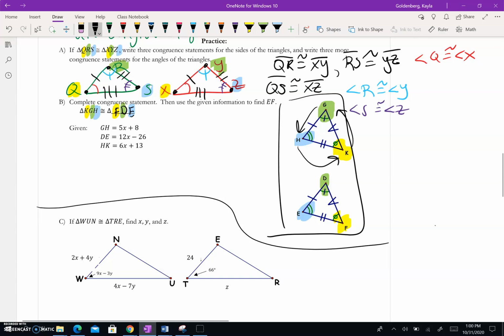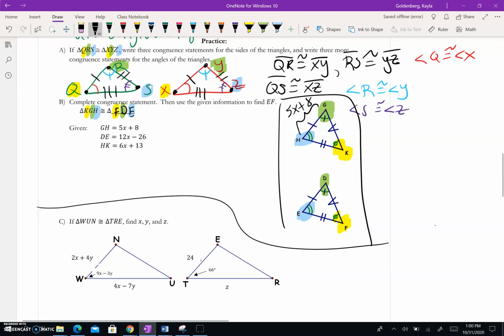So G to H, I'm going to erase these little arrows to have some space. G to H, so that's this side here, is 5x plus 8 long. D to E is 12x minus 26 long. And H to K, oops, sorry about that, is 6x plus 13 long. So I'm assuming that I have to find x first, right? And I'm going to use x to figure out how long E to F is. So I'm going to make a little note. E to F is what I'm looking for.